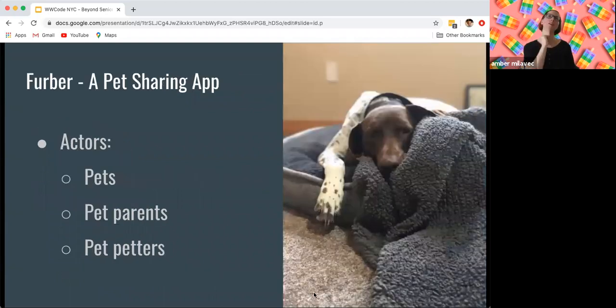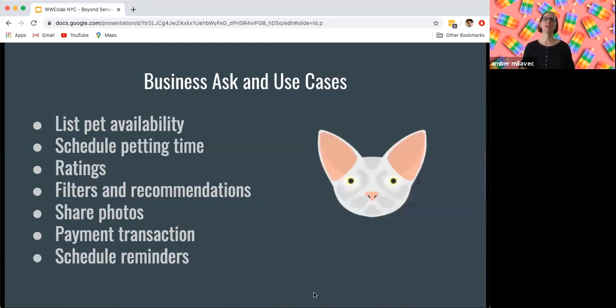So in my example, I'm building Ferber, which is a pet sharing app. And our actors here are pets, pet parents, and pet petters. That is a mouthful. I always mess up saying that. But these are the actors in our system here in my example app. And our business ask and use cases in this example would be that we want to list pet availability.